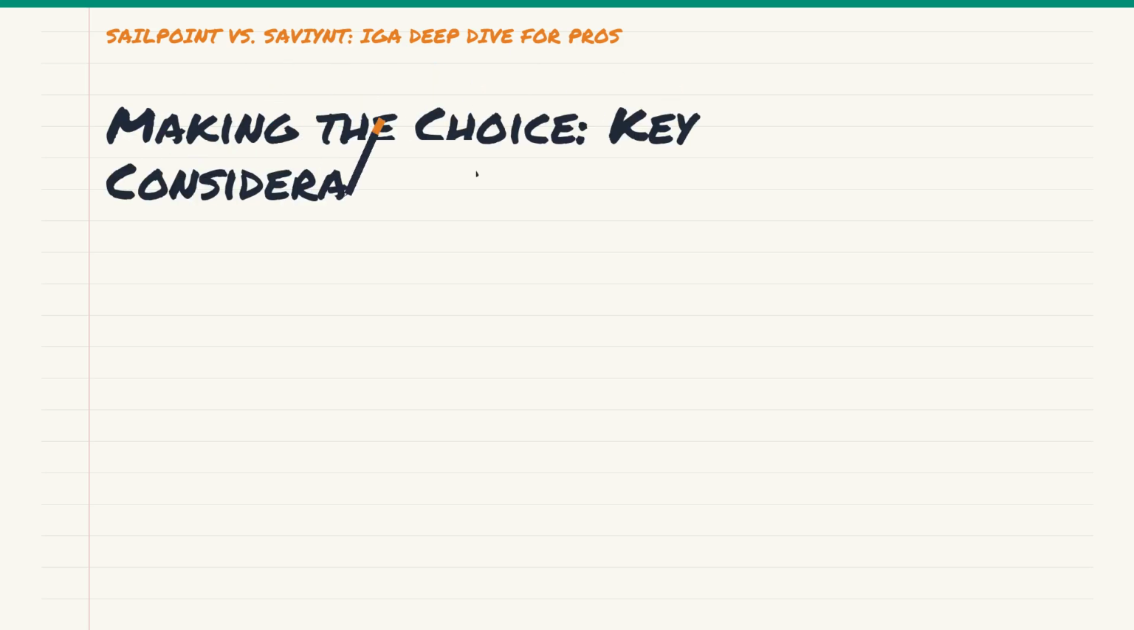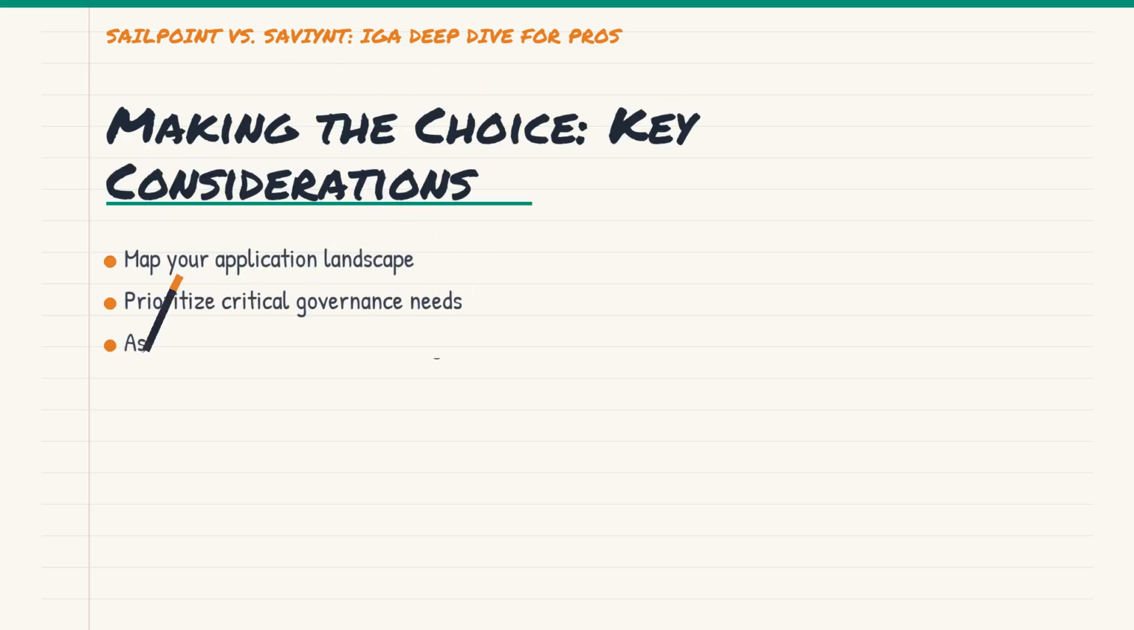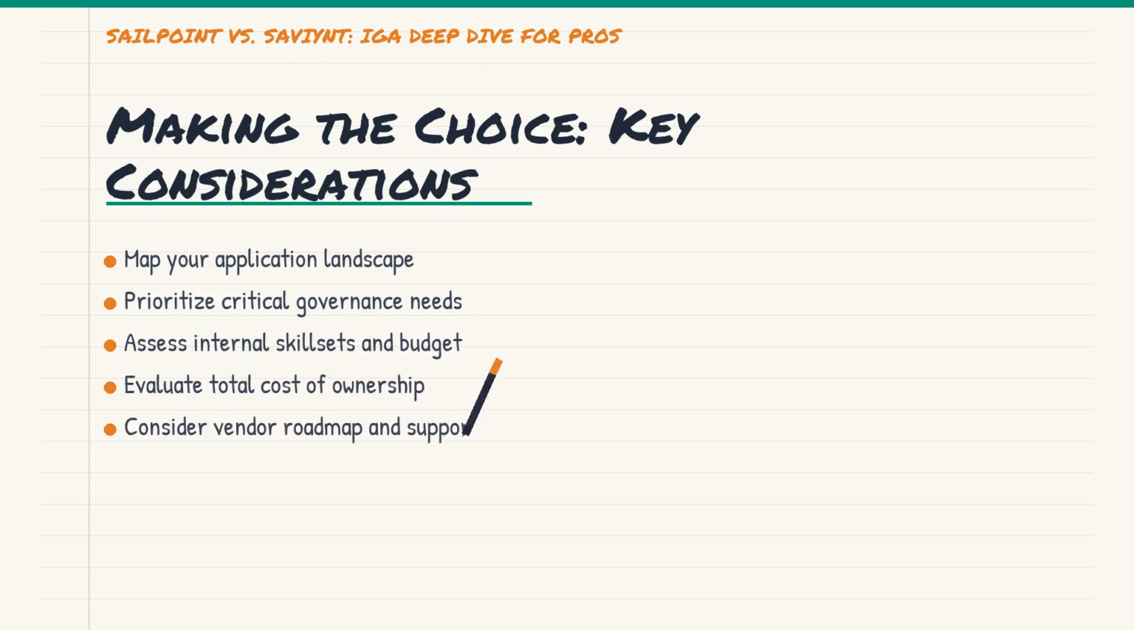So, when faced with choosing between SailPoint and Saviynt for that bank scenario, or any enterprise, what are the key takeaways? Understand your application landscape. Is it mostly cloud, hybrid, or legacy heavy? What are your absolute critical governance requirements? Is it SOD, compliance reporting, or automated provisioning velocity? Assess your internal team's skill set and your budget. Don't just look at features, look at the total cost of ownership, the deployment timeline, and the vendor's roadmap. It's a strategic decision, not just a technical one.